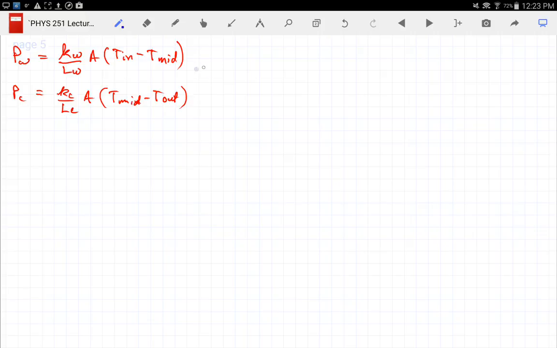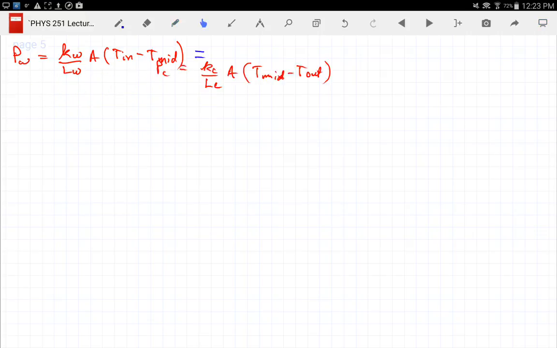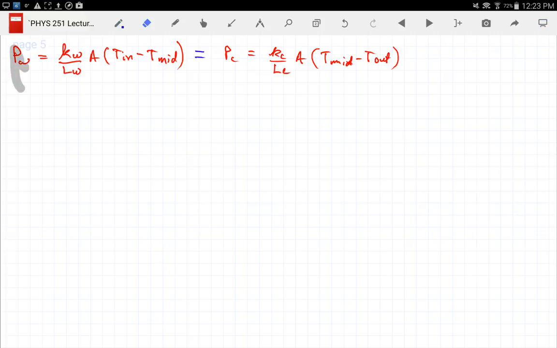So I'm going to set these two equal to each other. What's the first thing I see when I set those equal to each other? I can cancel out the A. Like I said, the A just doesn't matter.